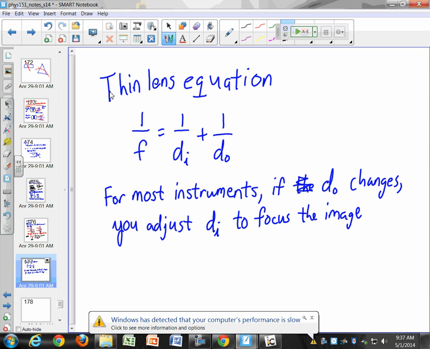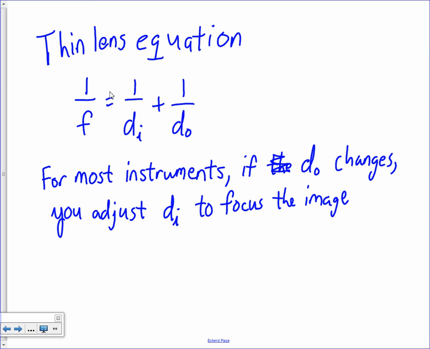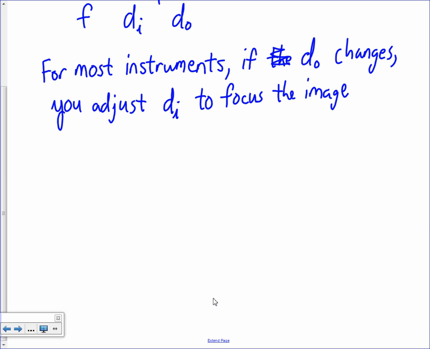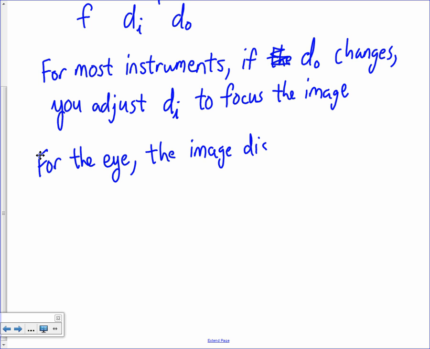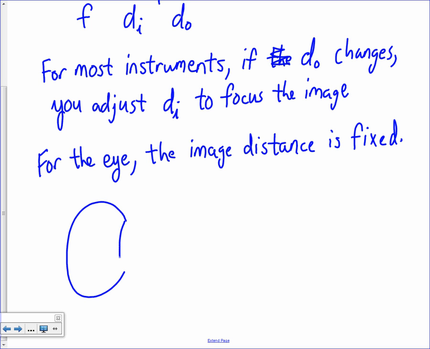However, the eye is different in this way, and it's actually quite remarkable. For the eye, the image distance is fixed. It doesn't change. Because if we look at a cross-section of the eye, it's a ball, basically, and this has a convex lens, the image is always going to be back here. So the image distance, DI, doesn't change, because the shape of your eyeball doesn't change. That would be too difficult.